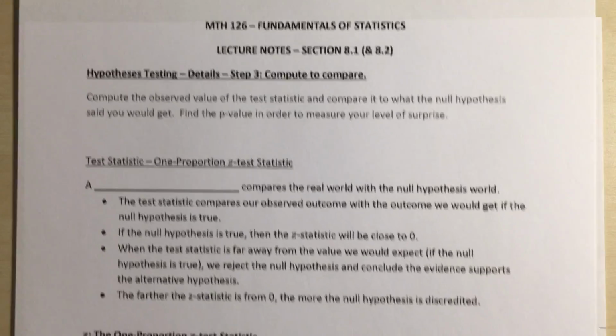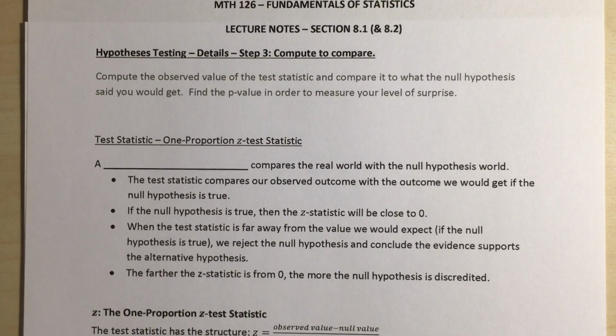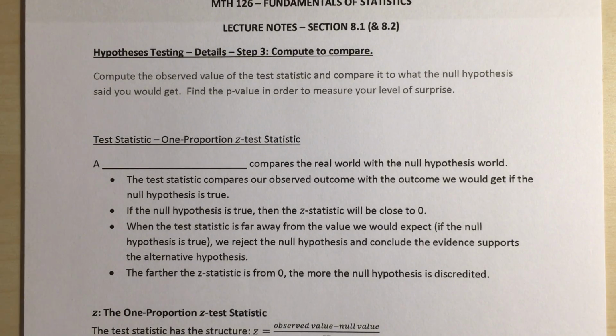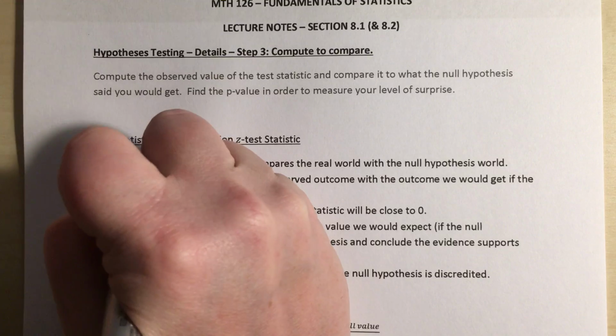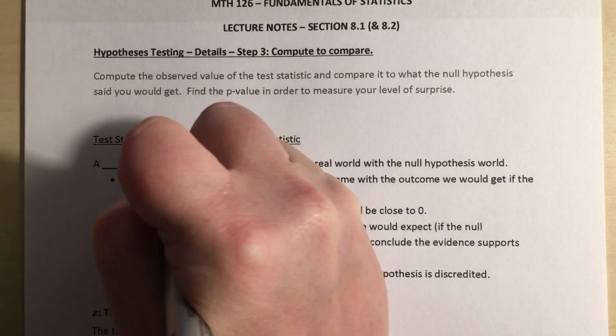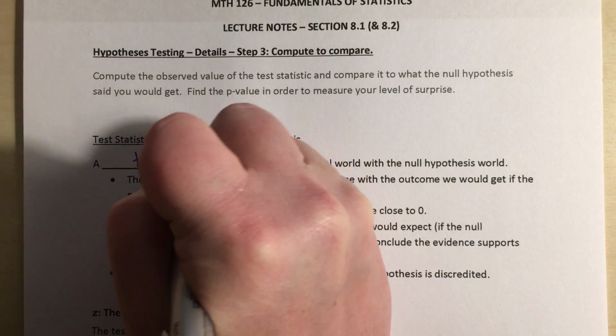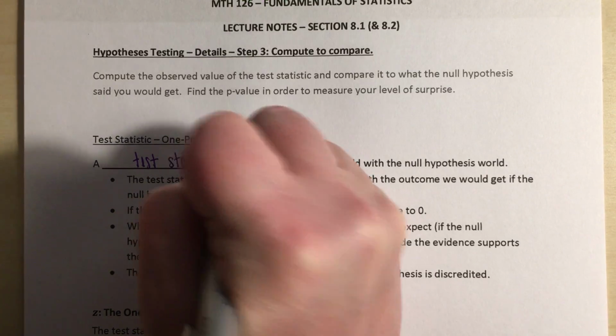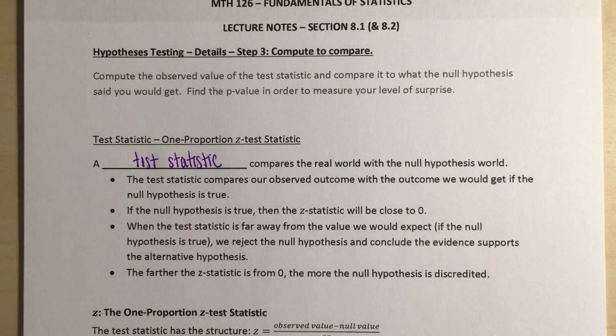So let's start by looking for our test statistic. Right, our test statistic in this case is going to be a 1 proportion z test statistic. A test statistic compares the real world with our null hypothesis world. The test statistic compares our observed outcome with the outcome we would get if the null hypothesis is true.